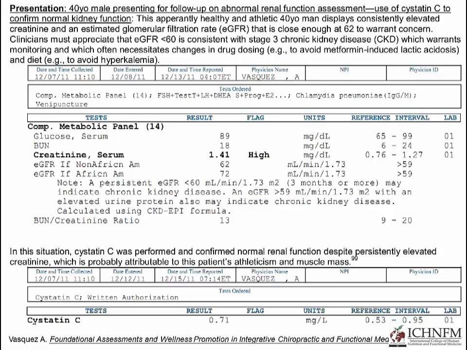So again, we always start with the basics, BUN, creatinine. If creatinine looks suspicious and we repeat that and it's again suspicious, then I think it's appropriate to go to cystatin C, of course, along with coordinating our evaluation with the patient's physical exam and assessment and diagnosis.